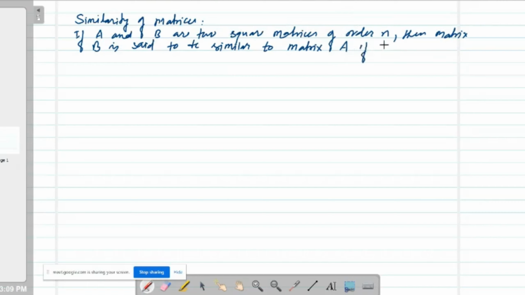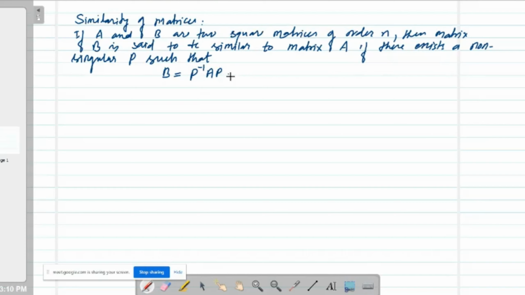if there exists a non-singular matrix P such that B can be written as P inverse A P. If B can be written as P inverse AP, and there must exist a non-singular matrix P such that this condition holds, then we can say that matrix A is similar to matrix B. So this is the definition for similarity of two matrices.